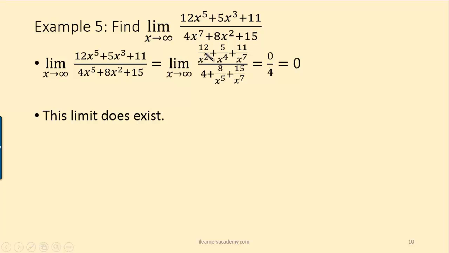Well, that gives us what we have here, 12 over x squared, 5 over x to the 4th, 11 over x to the 7th, and down here we have 4, 8 over x to the 5th, and 15 over x to the 7th power. Well, as x grows without bound, this entire numerator approaches 0, the denominator approaches 4. So this is very well defined. It's defined as what? 0. 0 divided by 4 gives you 0. So in this case, the limit does exist.